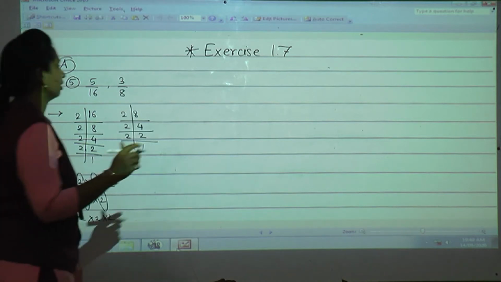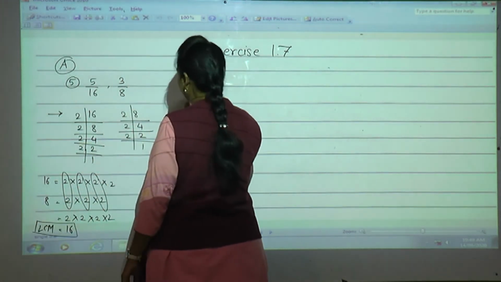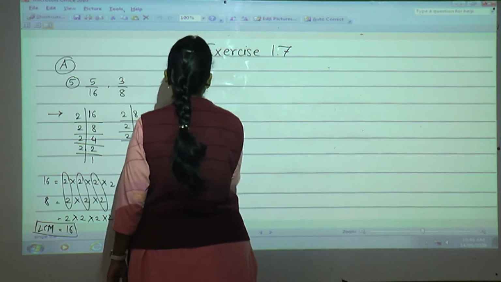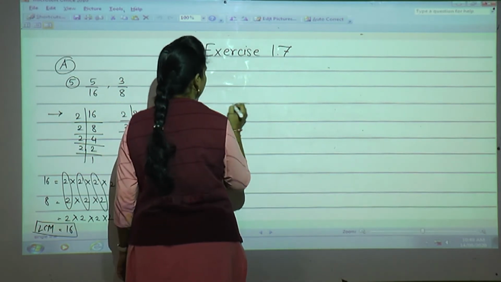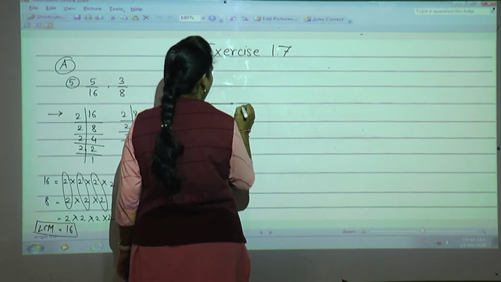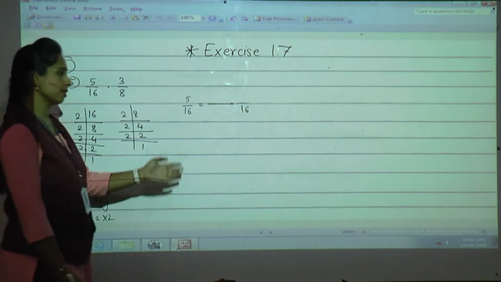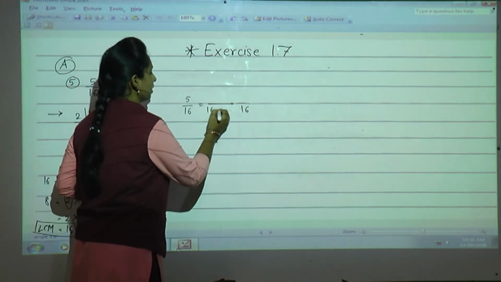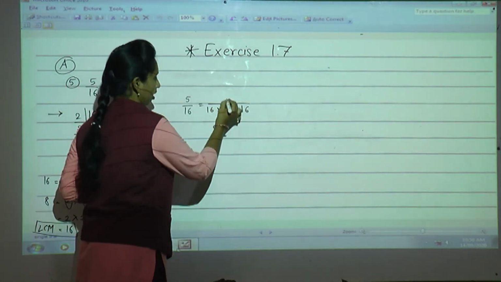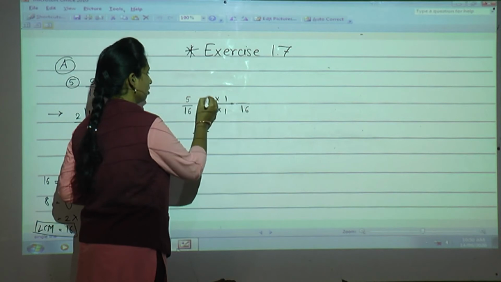Now we will compare the numbers. 5 upon 16. Now see here. In the place of denominator what should come? 16, because LCM is 16. Now 16 multiplied by what is 16? 1. So here also 1. So here 5 as it is.